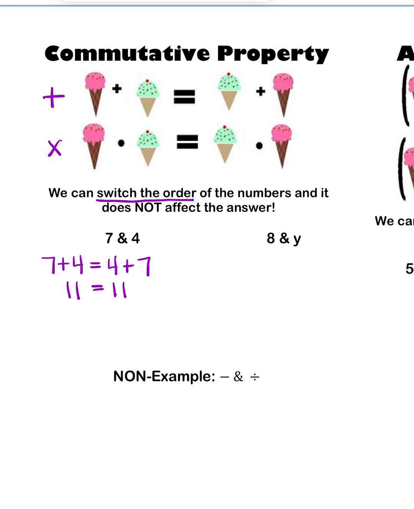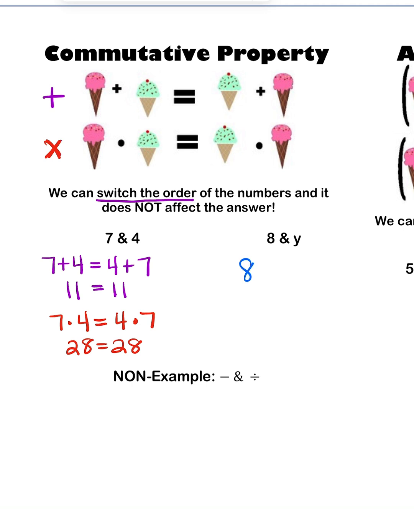And the same thing goes for multiplication. So if I said 7 times 4, is that equal to 4 times 7? Well, yes. 7 times 4 is 28, and 4 times 7 is 28. So again, we proved that adding and multiplying are reversible. The same goes for when you have a number and a letter. A number and a letter is totally reversible as well.